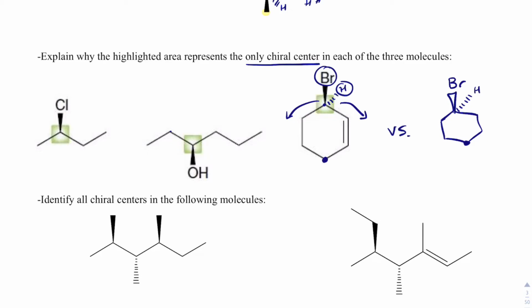So here with this bromine, this has no chiral centers, whereas with the double bond, my left versus my right has a double bond, and that differentiates itself from the left side, okay? And so that's what makes that actually a chiral center.